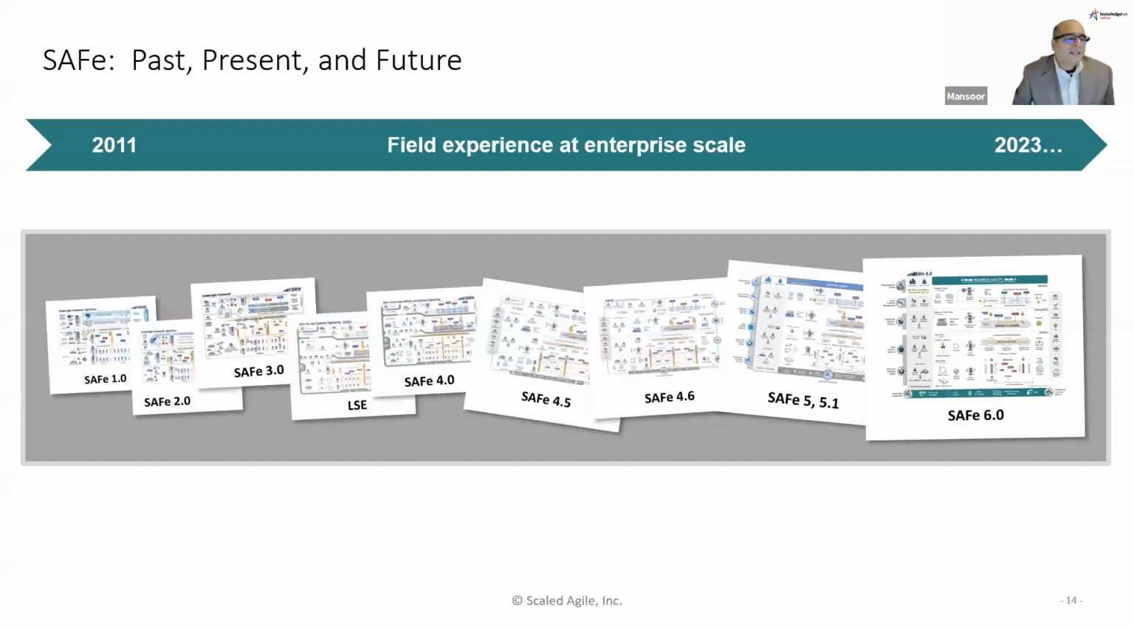Now, we started with SAFe 1.0 in 2011. Then we moved to 2.0, 3.0, LSE, 4.0, 4.5, 4.6, 5.1, and now we have 6.0 coming in 2023, and the journey continues. It's a huge body of knowledge based on lean thinking, lean product development, systems engineering, and agile, to name a few, and the framework gets evolved as we go.